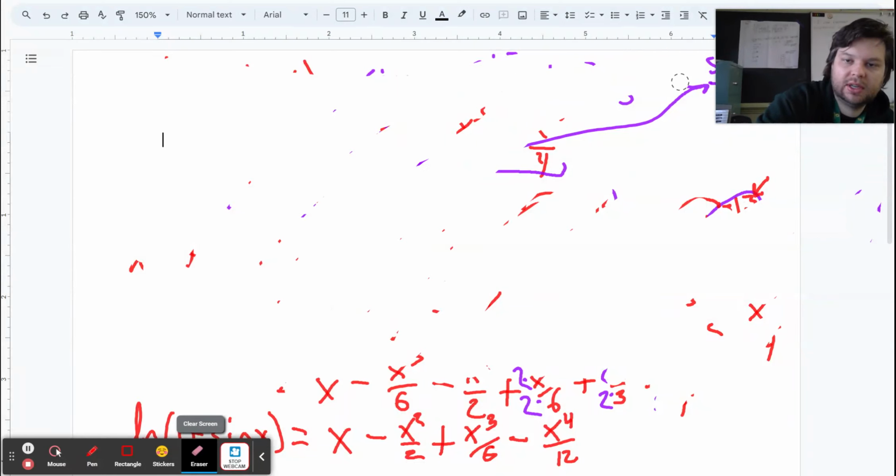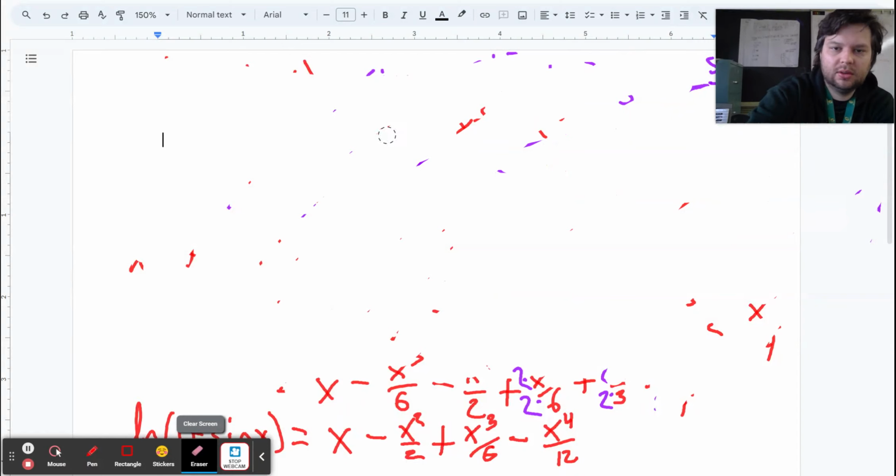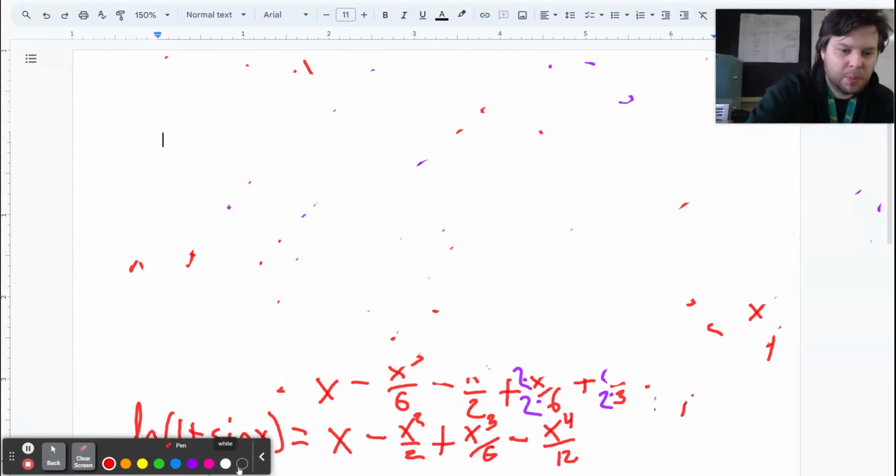Maybe not necessarily hard. I wish my eraser worked better. Okay. We're going to be okay. Great. Okay, so I'll switch colors so hopefully you can see a little clearer.